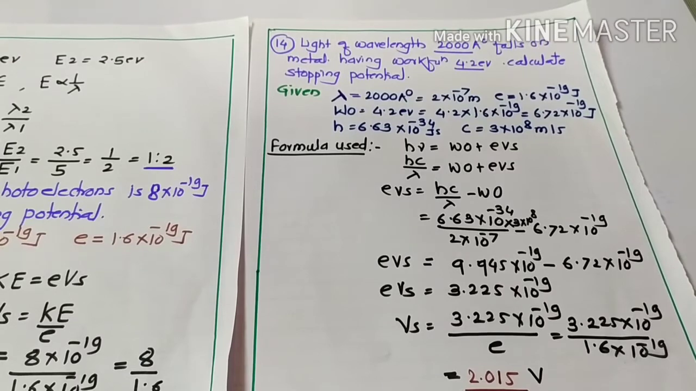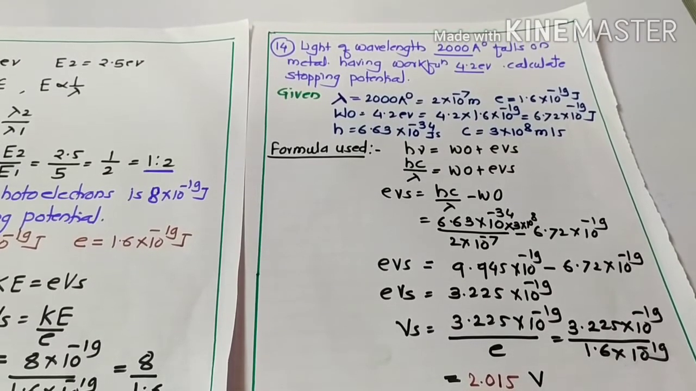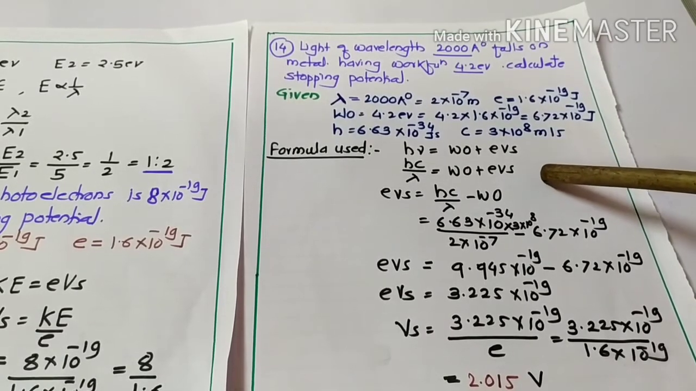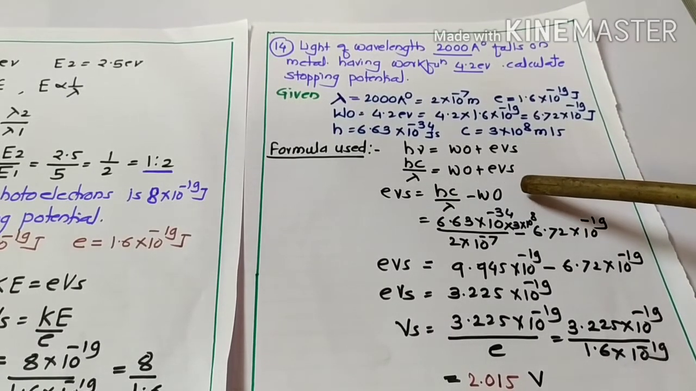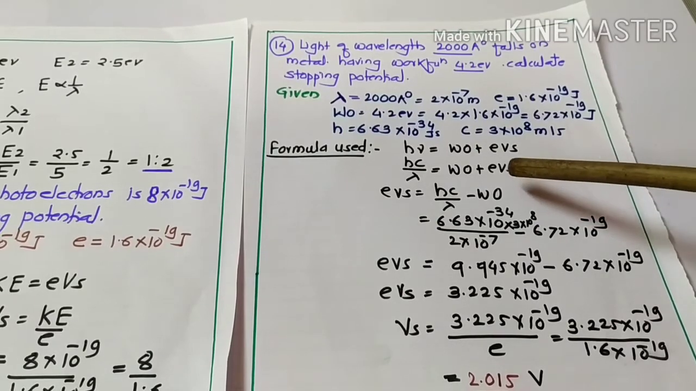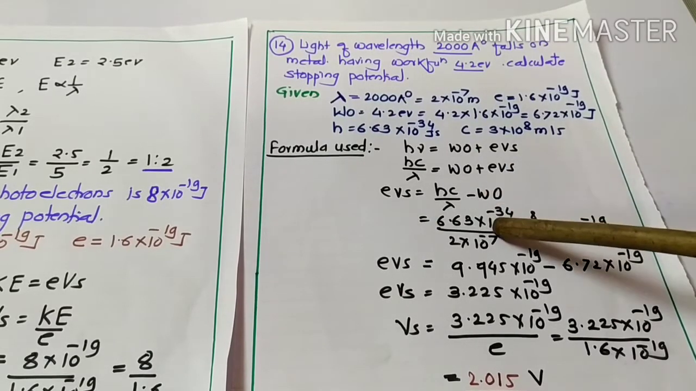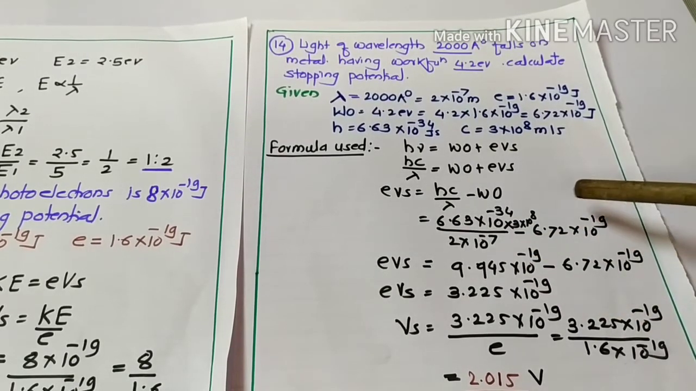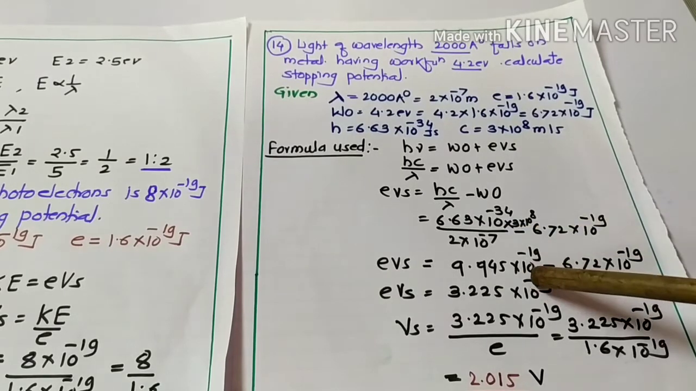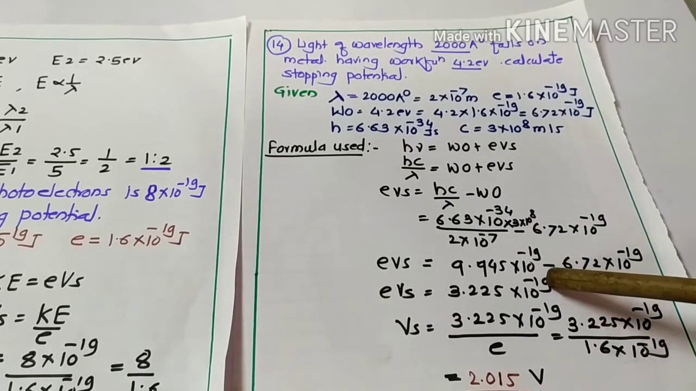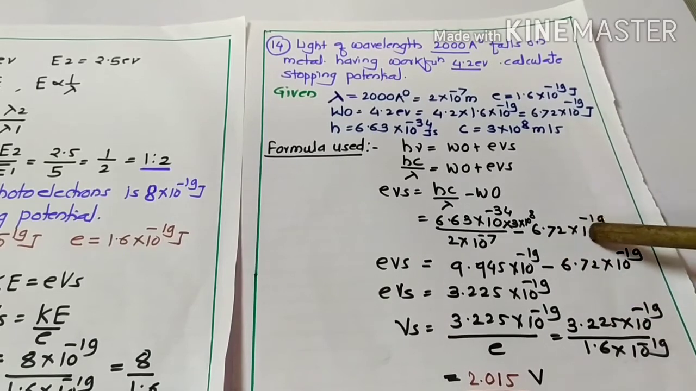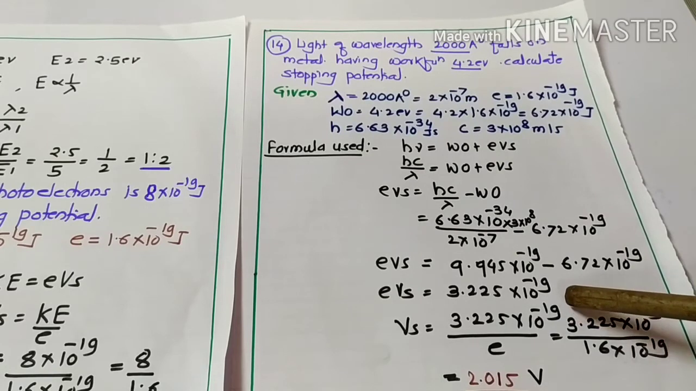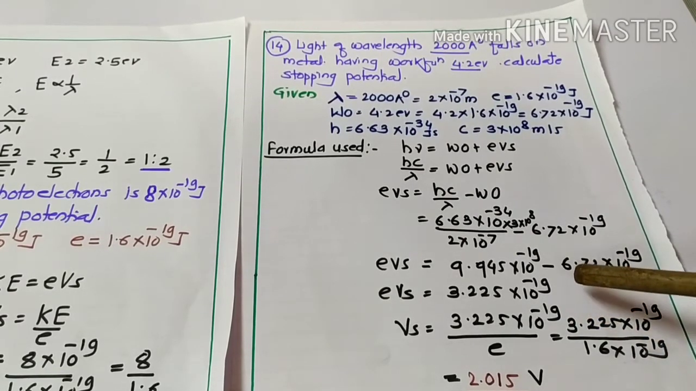We have to find eVs, the stopping potential. hν is equal to W0 plus eVs, we know. Put ν equal to c upon lambda. First let us find eVs. Then the value of hc by lambda we calculate separately, put it directly and subtract W0. The value of hc by lambda is 9.945 into 10 raised to minus 19, and minus 6.72. After that, the value of eVs is 3.225 into 10 raised to minus 19.